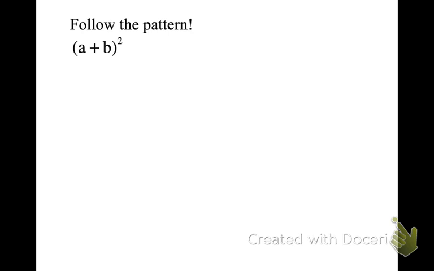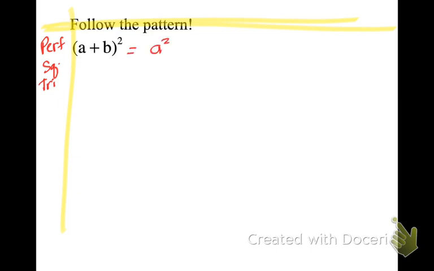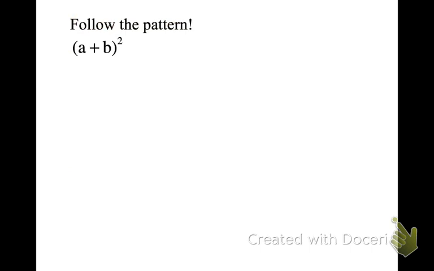So the rule, you're going like this. You don't need to write, follow the pattern. We're calling this perfect square trinomials. And this is equal to a squared. Look at the notes that you're putting on the right side. It's a squared plus 2ab plus b squared.